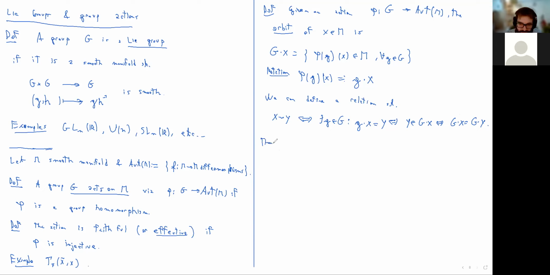And then we have the quotient. M mod this relation is usually written as M mod G. It is the so-called quotient space for the action.